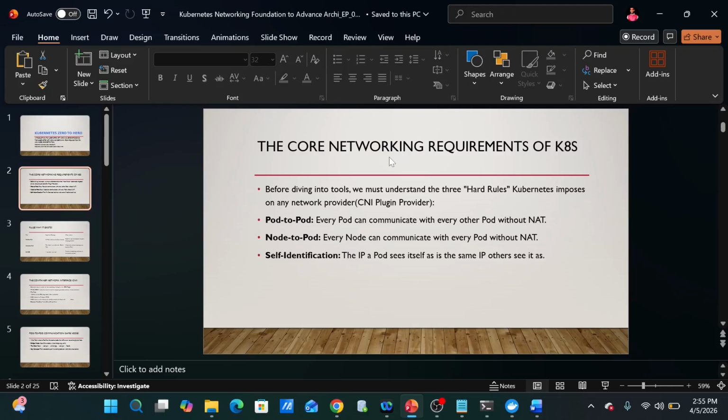Let's discuss what the requirements of Kubernetes networking are. There are basically three hard rules that Kubernetes imposes on any network provider. Basically, Kubernetes uses third-party plugins for providing the networking stack, or to enable networking inside the pods and nodes. So Kubernetes has imposed three main standard rules.